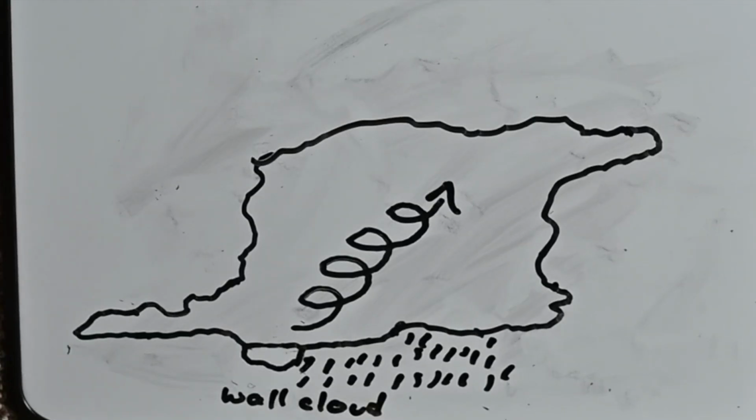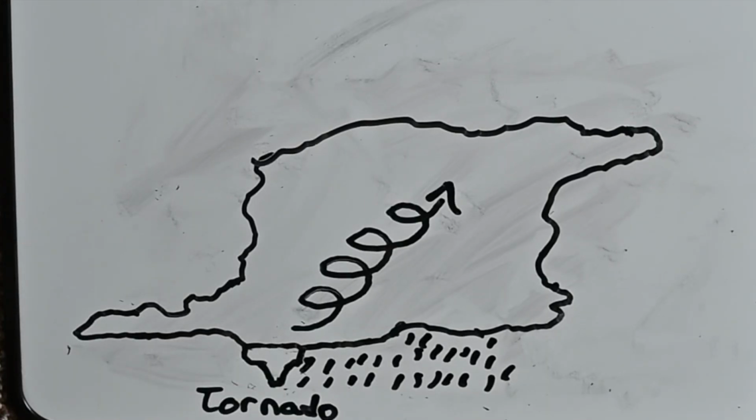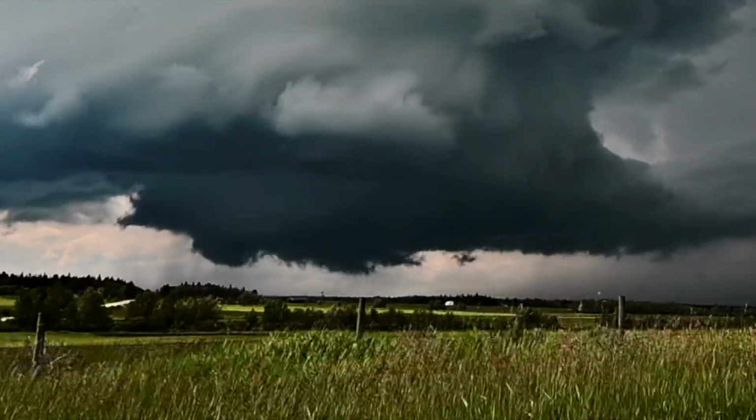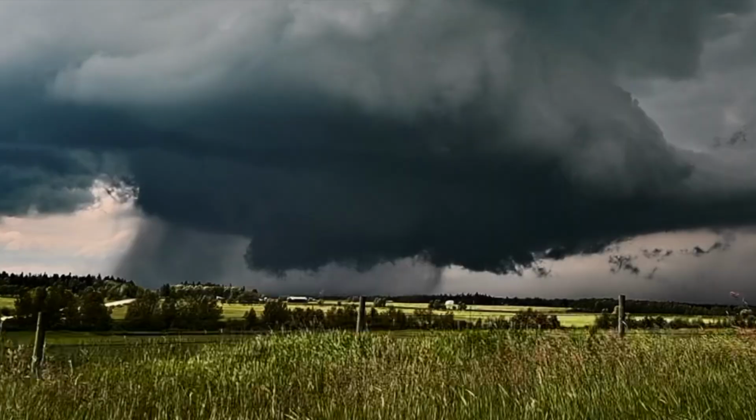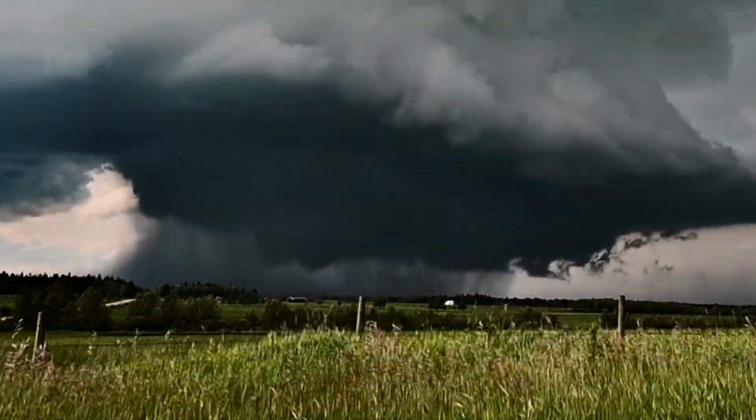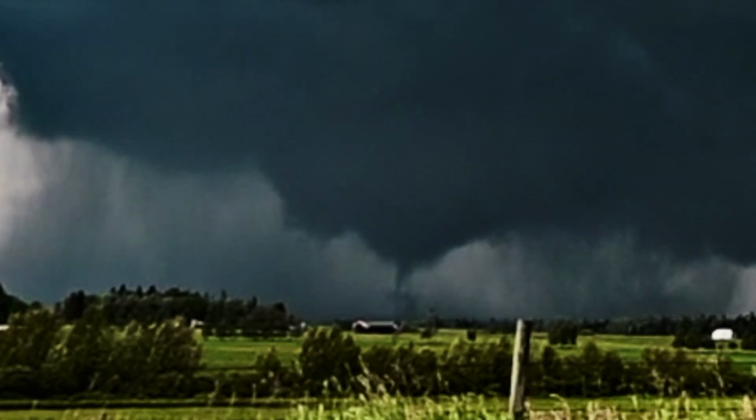A common telltale sign of a potentially imminent tornado are wall clouds. You can see this bowl-shaped, rapidly rotating wall cloud underneath the base of the associated mesocyclone in Bergen, Alberta. Soon after, a high-end EF2 tornado emerges from the base of the wall cloud.